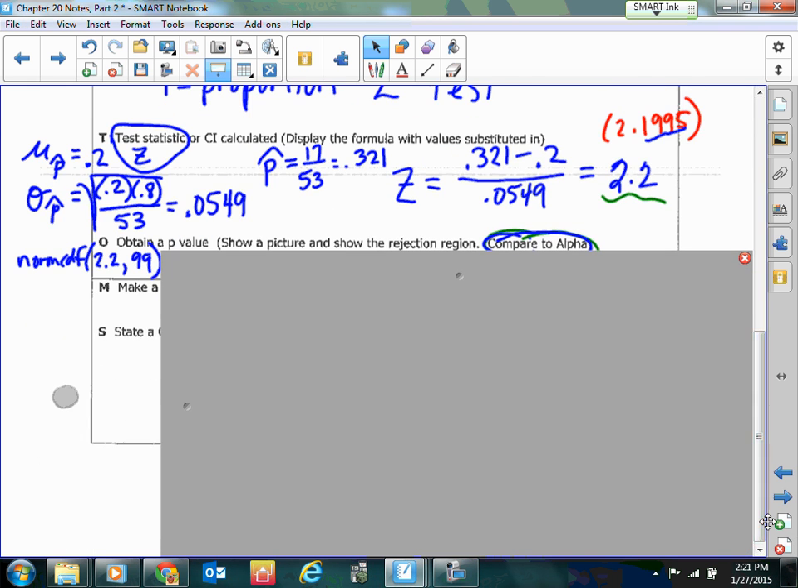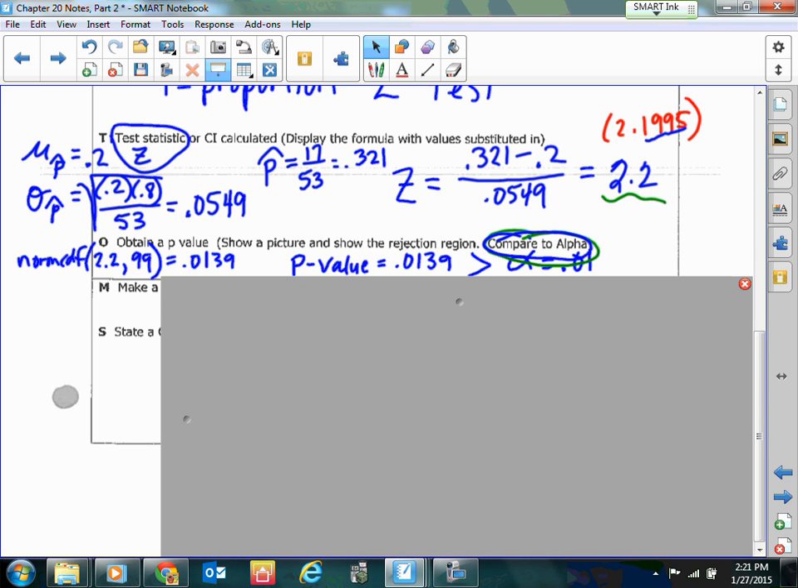What was the p-value that we have for this problem? Did you figure it out? Okay. It's 0.0139, so 1.39% chance. And when you write this, make sure you put the word p-value. Do not just put p, because what does p stand for according to what we have up at the top? Our proportion of the population. So put p-value equals 0.0139 and then compare it to alpha.